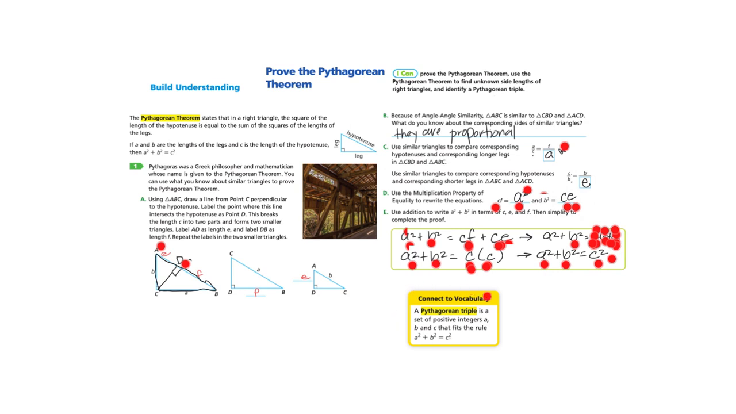A Pythagorean triple is a set of positive integers, A, B, and C, that fit the rule A squared plus B squared equals C squared. We'll look at that a little more in lesson 2, but it just means that if you have a triangle where the squares of the two shorter sides added together equals the square of the hypotenuse.